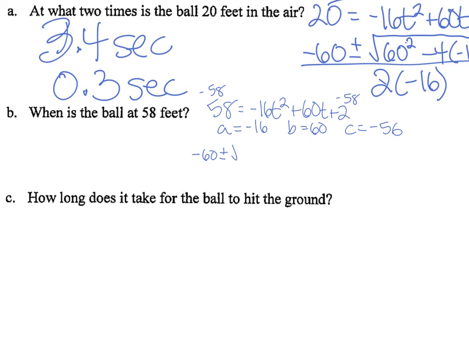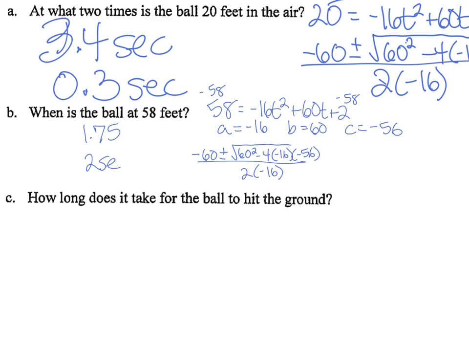-60 plus or minus the square root of 60 squared minus 4 times -16 times -56 all over 2 times A. Now in the final exam, we're not using calculators, so you're not going to have these huge numbers where I'm going to make you multiply 56 times 16. But you need to know how to do it at least. Okay? The answers end up being 1.75 and 2 seconds.